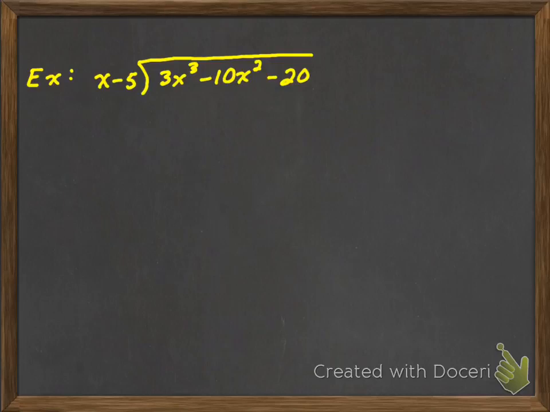All right, let's try another one. The c value in this particular problem is going to be 5. So we start with a half box. In that box, we put our c value of 5. To the right of it, we put in the coefficients, starting with the first one, which is 3. The next descending power is going to be a -10.